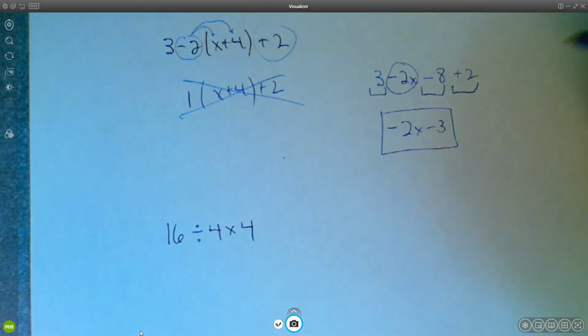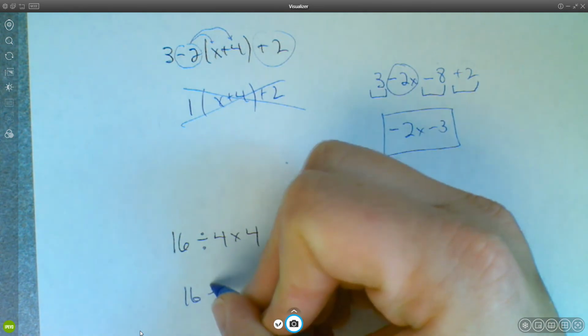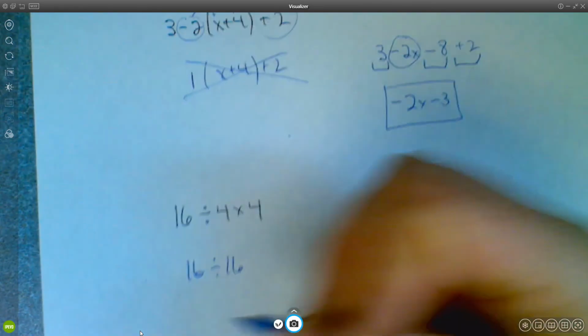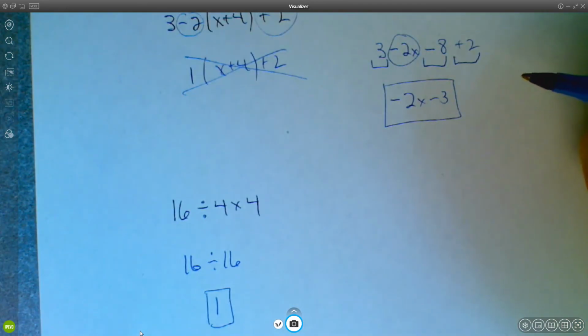If you are following along with PEMDAS, you would say, multiplication comes first. And so I should do this multiplication. I should do 4 times 4, which is 16, and 16 divided by 16, and then I can do the division and get 1, right? But that's not really correct.